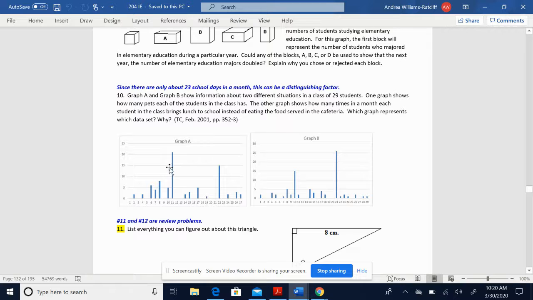Okay. I would expect that it's more likely a student brings lunch to school a lot of times than it is more likely that we see numbers like 10 pets and 6 pets and 7 pets. I think this is more likely a pet graph. Again, we don't have any labels, so we don't know for sure, but we just have to think about what is more likely based on the information that we have.